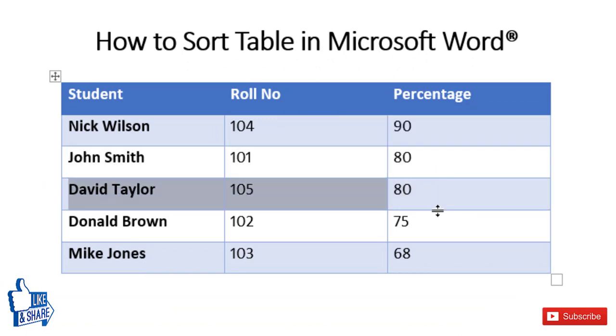This is how you sort a table in Microsoft Word. It gives you the option to have multiple levels of sorting, up to three levels. That's all in this video.